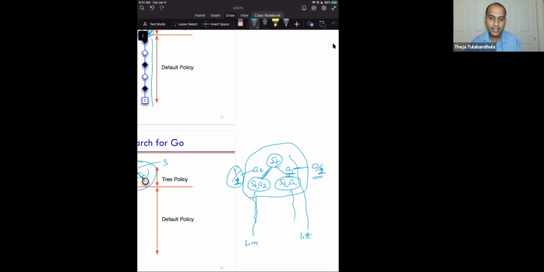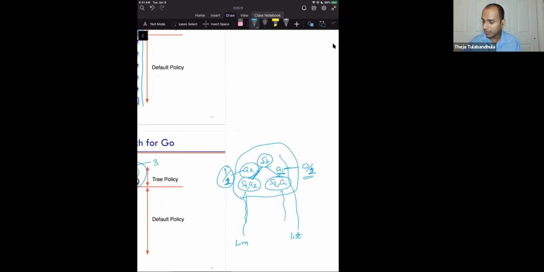So then the third time I want to do a rollout, or basically simulate what's going to happen all the way to the end, I'm going to prefer A2. Okay, that's the key idea here. So that's what I meant by a tree policy.